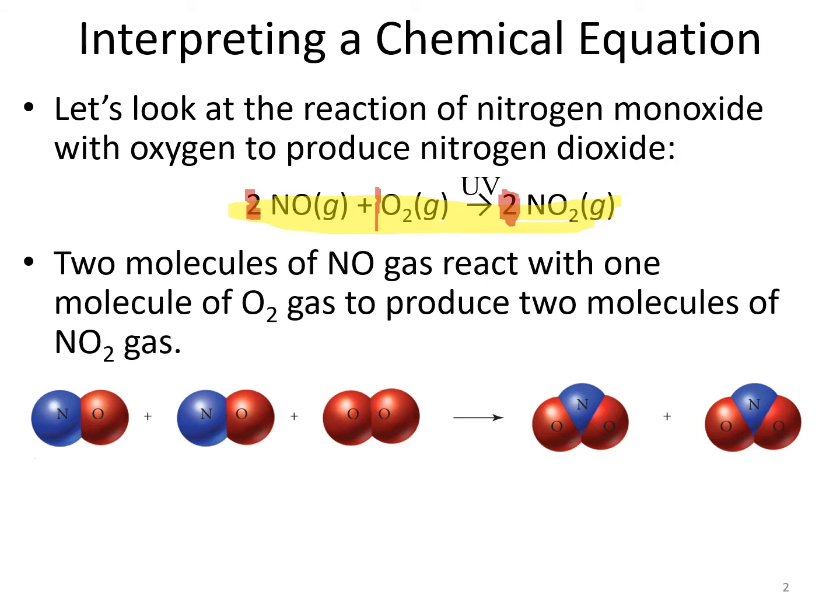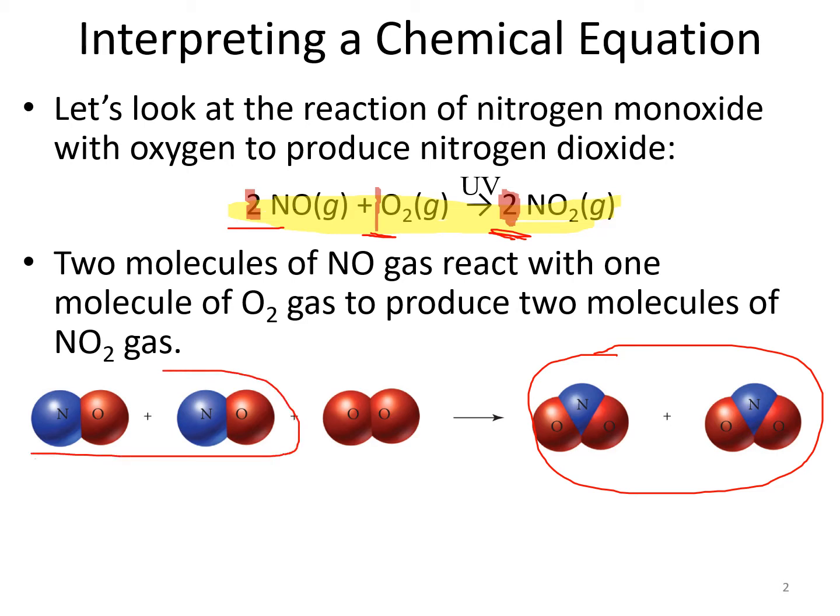And so we learned about balancing, how to balance, all that good stuff in chapter 7. So what do those numbers mean? What does that 2 in front of the nitrogen monoxide mean? What does that 1 in front of the oxygen mean? What does that 2 in front of the nitrogen dioxide mean? Well, what those numbers represent are what we call molar ratios. They are essentially the amount of moles of each one of those, or the ratio of moles of each one of those.